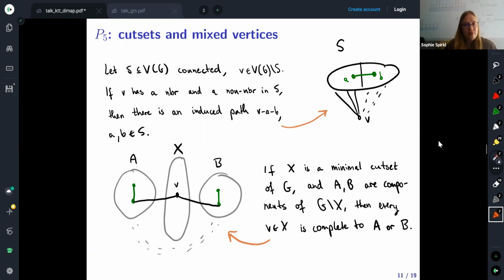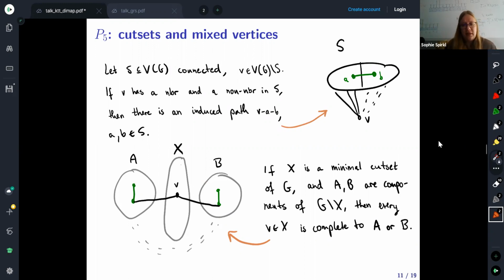So that's helpful. And so let's call V mixed on S if it has a neighbor and a non-neighbor in S. Then if we're in a P5-free graph, we can look at a cut set, which is just a set whose removal disconnects the graph. And if we look at a minimal cut set, where no subset of it is a cut set, then every vertex in it will have a neighbor in every component we get from deleting the cut set. Because if there's a vertex that has no neighbor in one component, then he's not actually helping us disconnect the graph. He didn't need to be in the cut set.